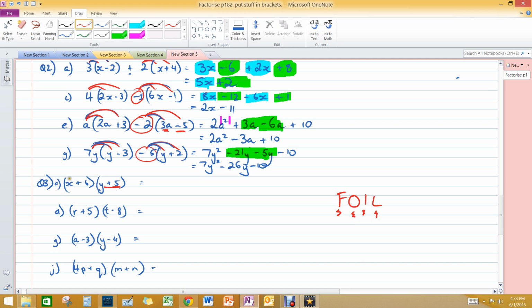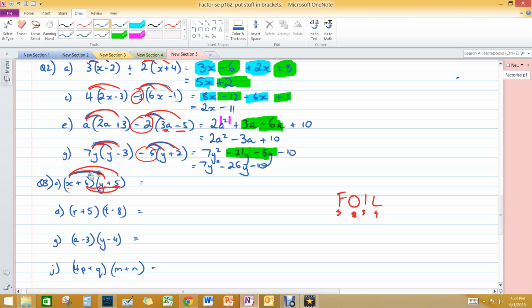So the firsts means x times the y, and then the x times the 5 is going to be o. So the firsts there, the outsides, the x and the 5, the insides, the 6 and the y, and the lasts, the 6 times 5. Remember that those lines that we draw above and below, they're actually representing their numbers that we multiply together.